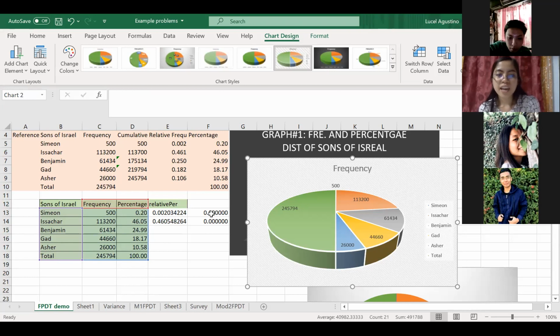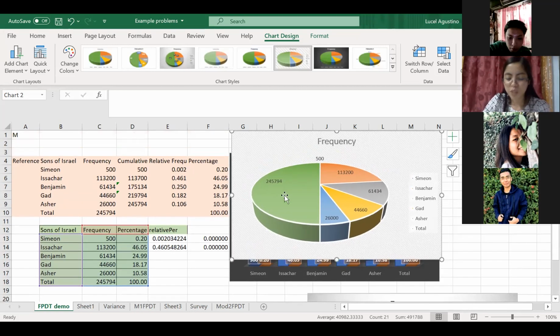Moreover, Issachar counts 113,200 comprising the 46.05%. So just present your data textually. Do you have any problem with this demonstration for your module or topic 2 exercise? Any question before I proceed?